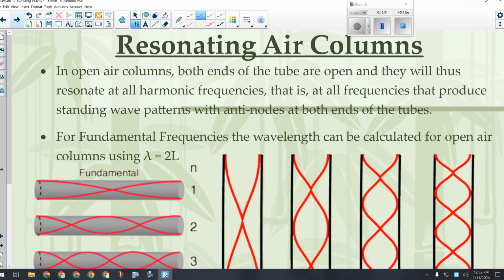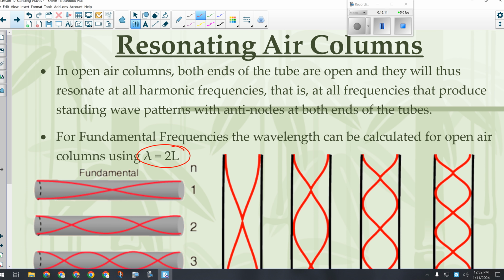How many wavelengths are in the tube here? In the closed air column I had this much. That was 1/4. How much is this? 1/2. Yeah. There's half a wavelength in the tube at the fundamental frequency for an open air column. That's why the formula for an open air column isn't lambda equals 4L, it's lambda equals 2L, because lambda would be twice the length of the tube. Now, with open air columns, you always get resonance: F1, F2, F3, F4, it doesn't ever skip any.